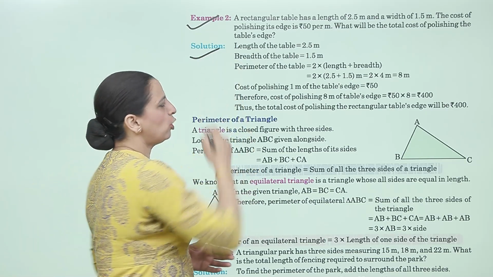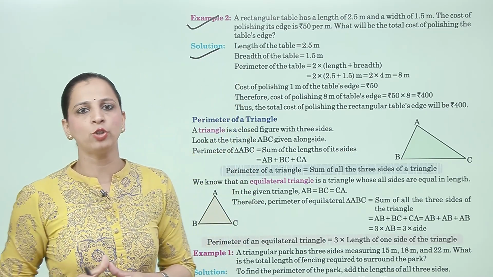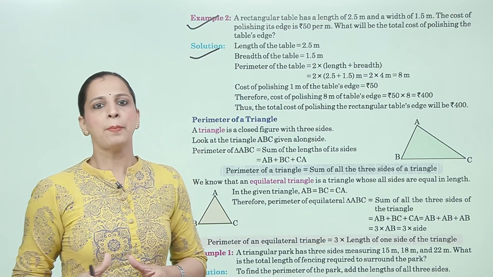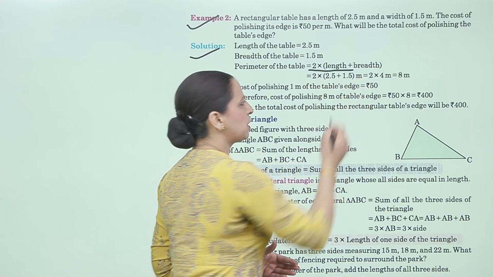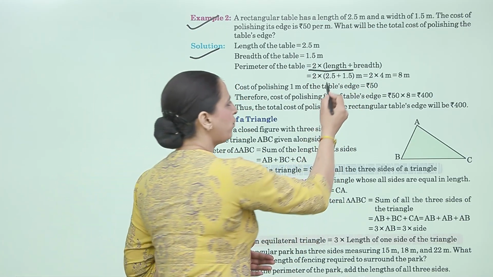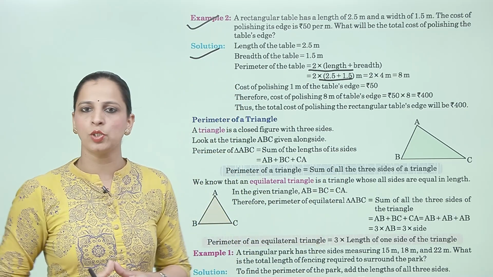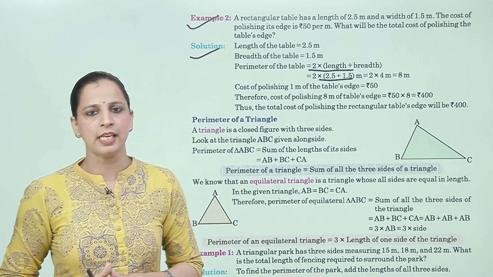Now solution, length of the table is 2.5 meter, breadth of the table is 1.5 meter. Perimeter of the table is 2 into length plus breadth, that is 2 into 2.5 plus 1.5 meter, that is equals to 4 meter. 2 into 4 meter is 8 meter.